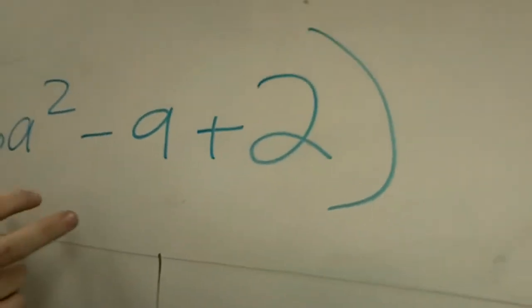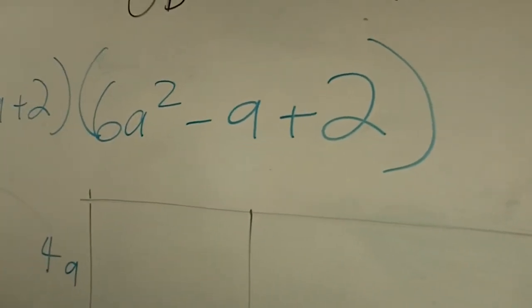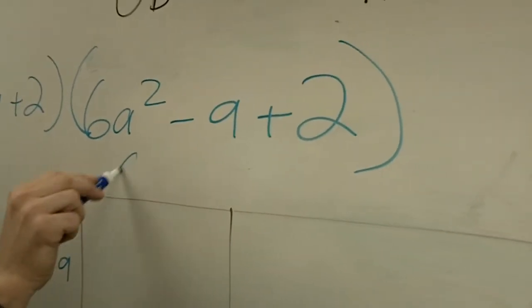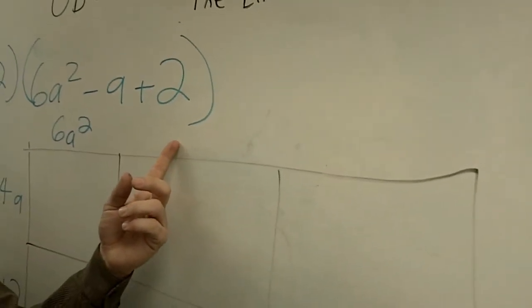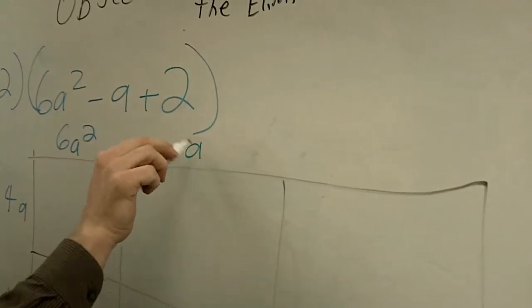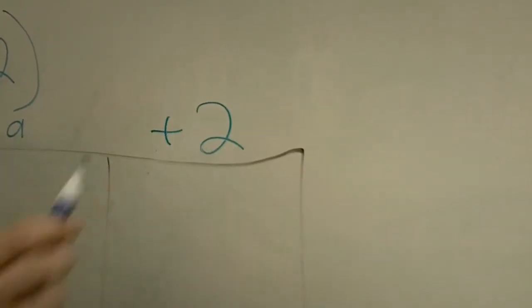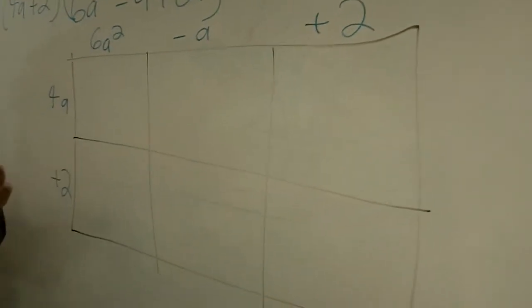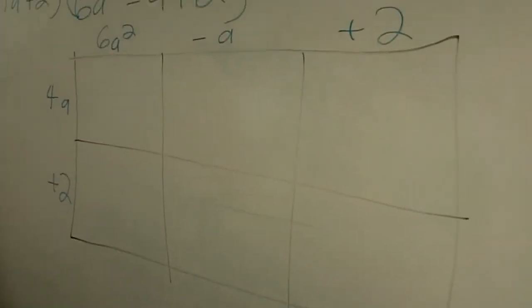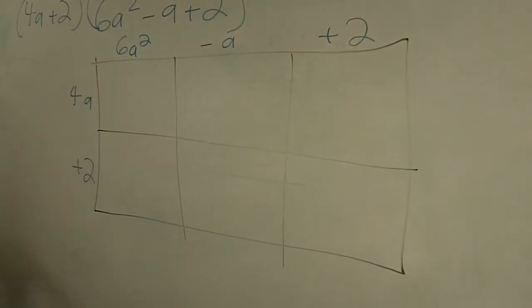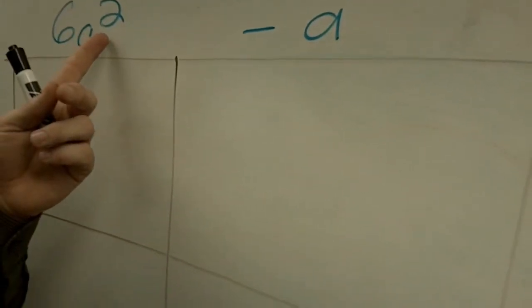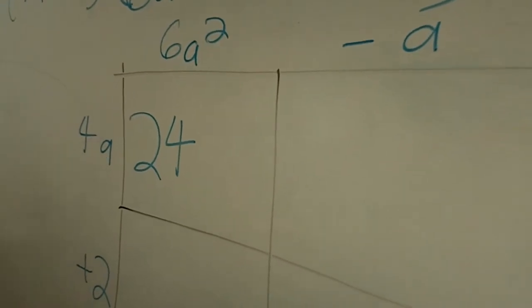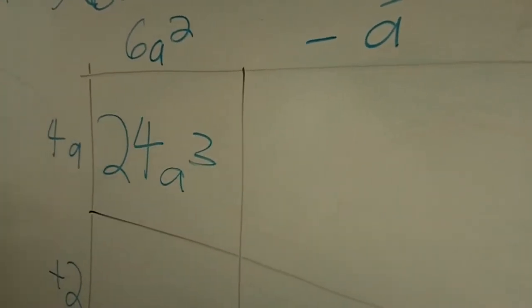Mr. Schuyler, what will I put right here? 6A squared. Okay, Miss Maddie, what do I put right here? Minus A. And Miss Jamie, what will I put here? Plus 2. Again, we multiply to get into the boxes. We add, or combine, when we're inside. 4 times 6 is what? 24. Slow down, because now we got to go A times A squared. A times A squared is A cubed, or A to the 3rd power.